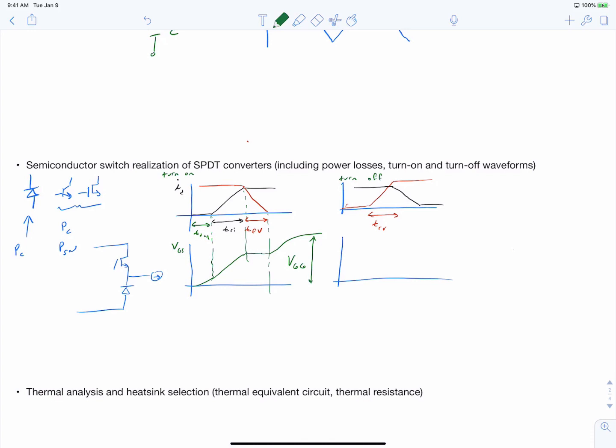And a similar thing happened during the turn-off event. So you should be familiar with these waveforms. You should be able to analyze them and construct them. You should be able to sketch them, both the turn-on and turn-off.